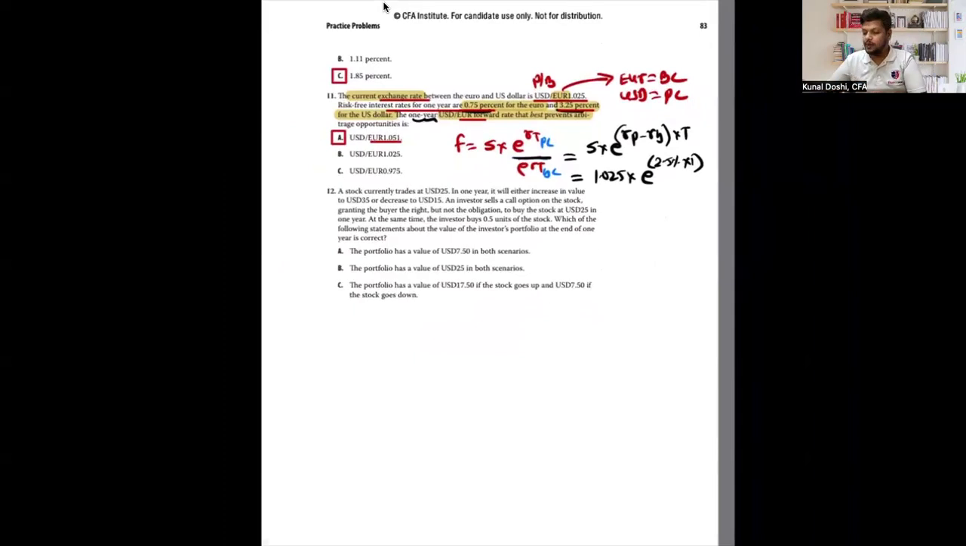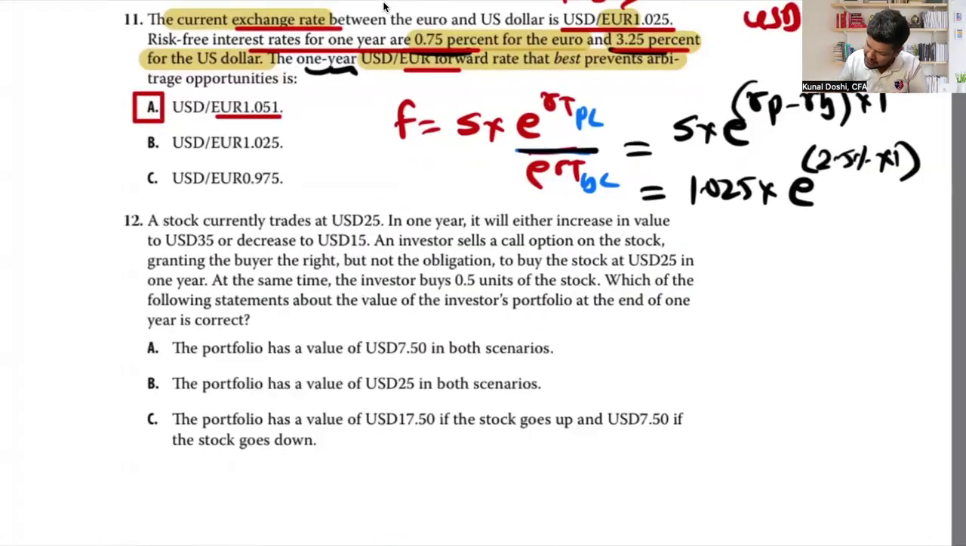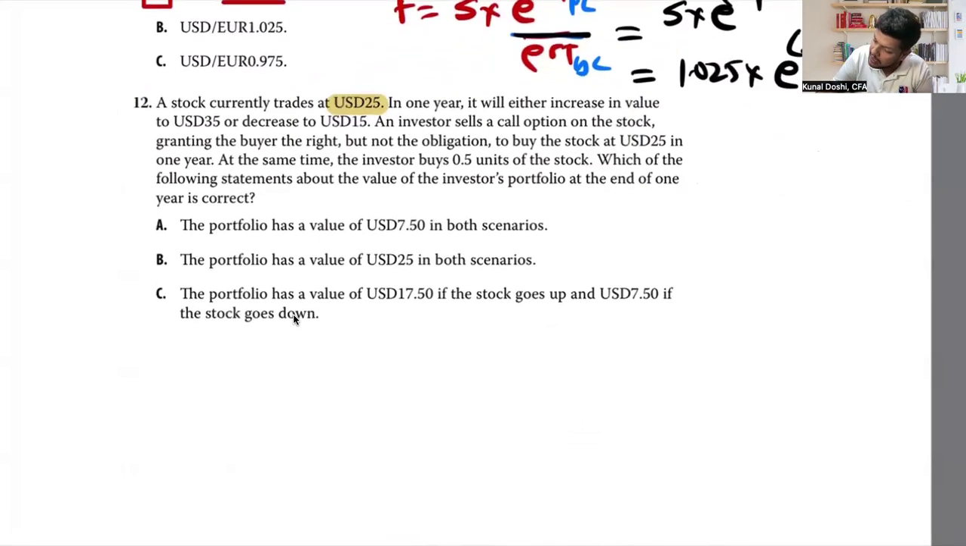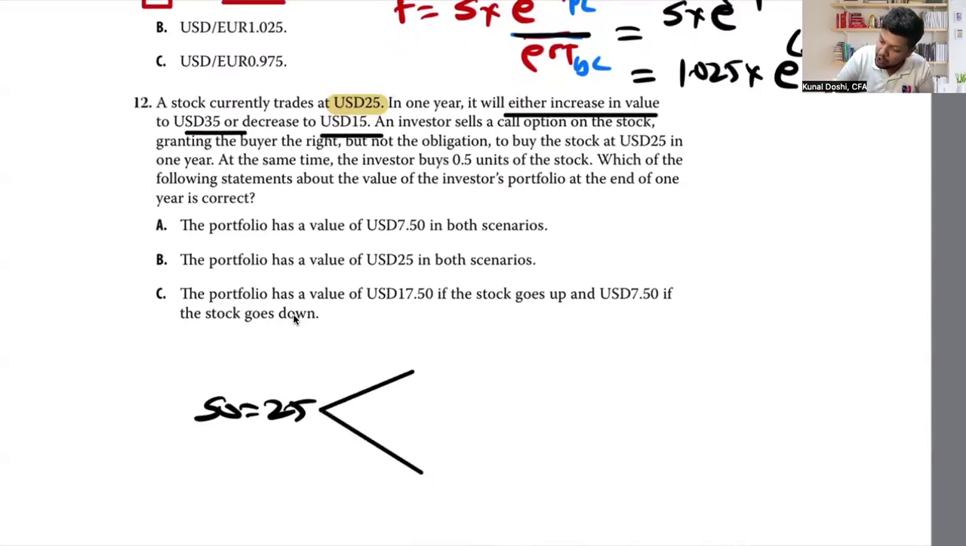Yes. The last one is related to binomial, basically. It's not exactly option, but somewhat related to the option hedging ratio. Okay. I'll explain this. Stock currently trades at 25. So the current price of the stock is 25. In 1 year, it will either increase in value to 35 or decrease to 15. So two possibilities like binomial.